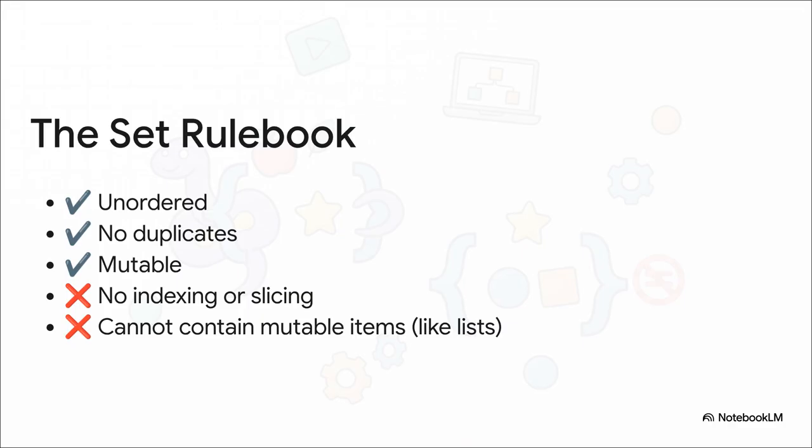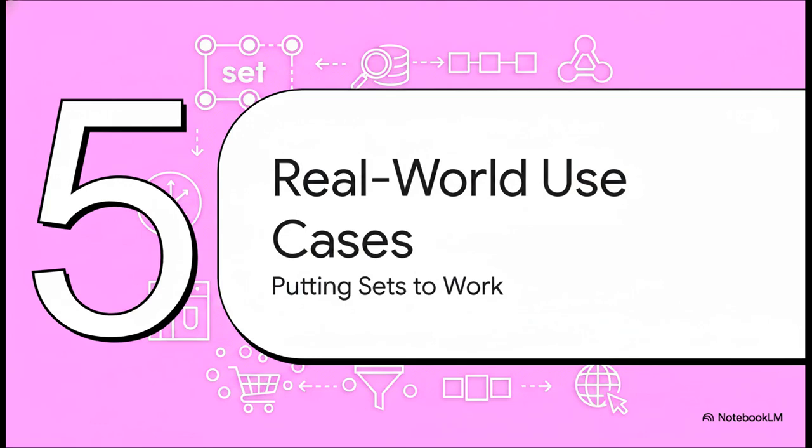And finally, here's a big limitation. The items inside a set have to be immutable. Things like numbers, strings, or tuples are fine, but you can't stick a list inside a set. The reason is a bit technical. It's because sets use something called hashing to be super fast, and you can only hash things that don't change. That's the key takeaway. Look, theory is one thing, but let's make this practical.